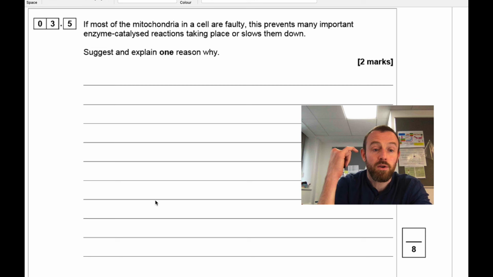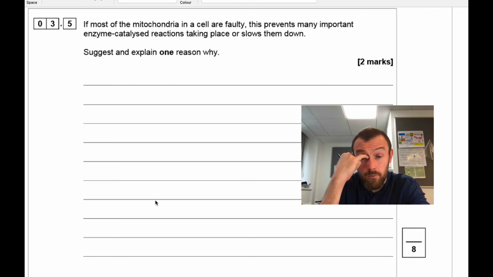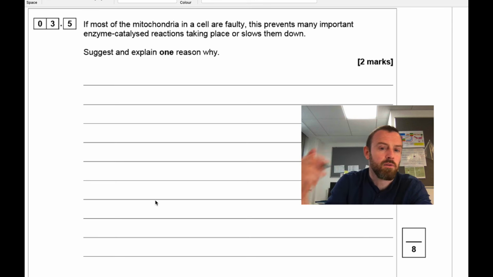Okay, if most of the mitochondria in the cell are faulty, this prevents many important enzyme-catalyzed reactions from taking place or slows them down. Suggest and explain one reason why. 2 marks, should be fairly simple.